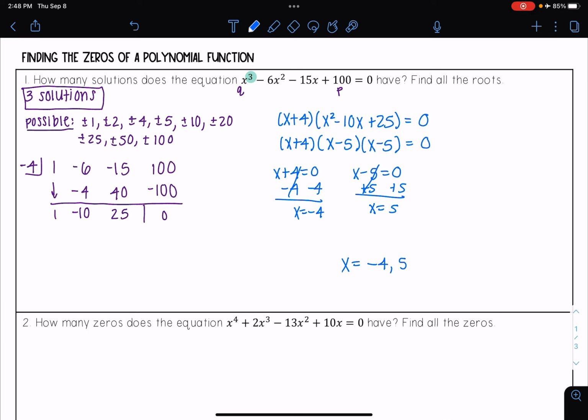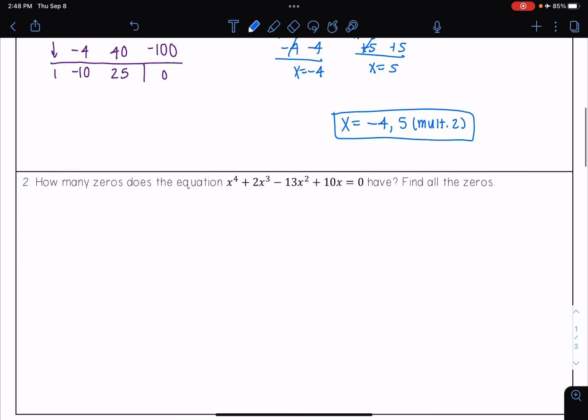However, we said that we're supposed to get 3 solutions, and I only see 2 here. Well, that is because my x minus 5 shows up twice, so this 5 has multiplicity 2. So there are 3 solutions. Okay, let's look at another one.